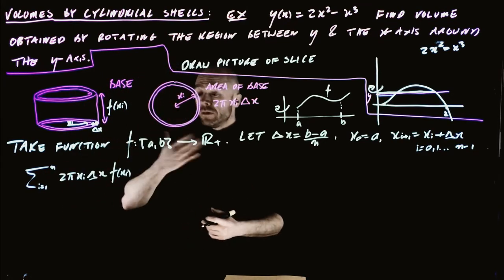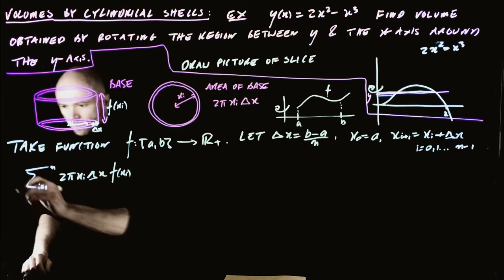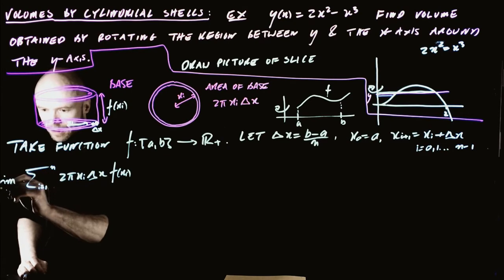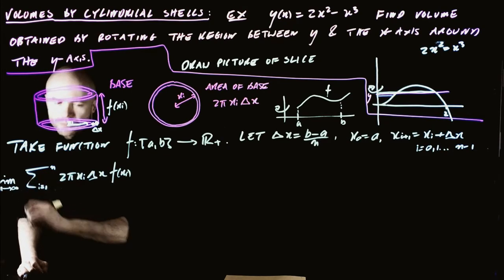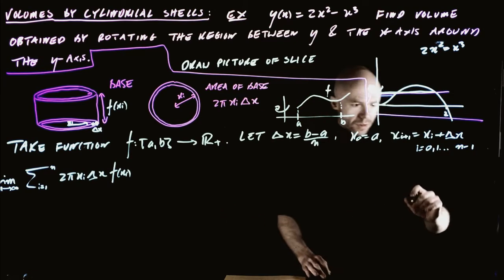Yeah? And then we want to pass to the limit. We want to let n go to infinity. And what you should recognize is that this is a Riemann sum. Yeah, so it's a little kind of recap of Riemann sums over here.